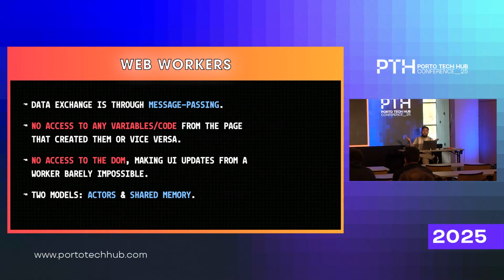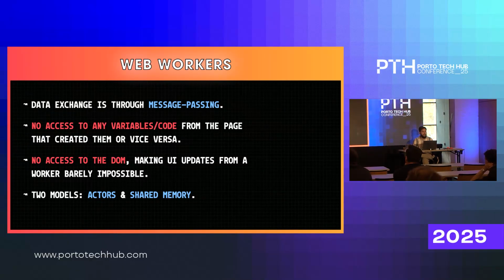When we talk about parallelism in the browser, we mostly think about web workers, where the data is exchanged via postMessage, which is basically a message passing mechanism. And overall, you have some limitations, like you don't have access to variables or code from the page that created the worker, or from the worker to the DOM. And when you are writing code on top of web workers, you end up in one of these 2 buckets most of the time: either following something that looks like the actor model of Elixir, being a language, or something that looks like shared memory.